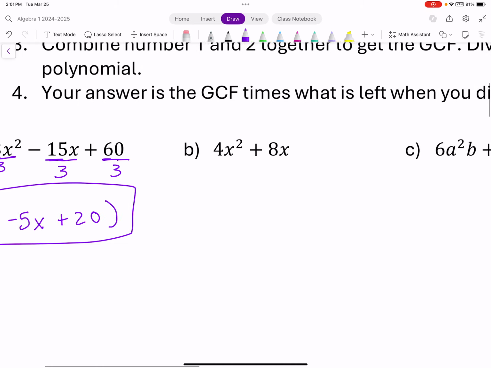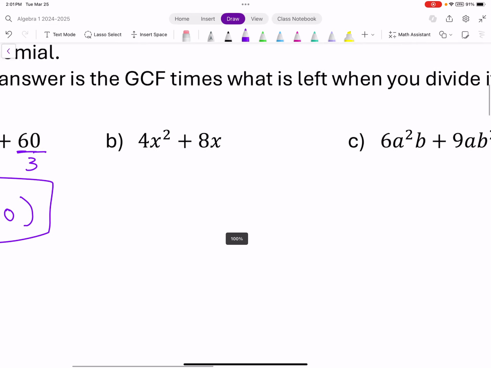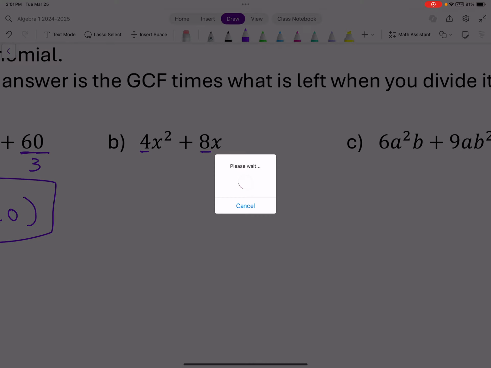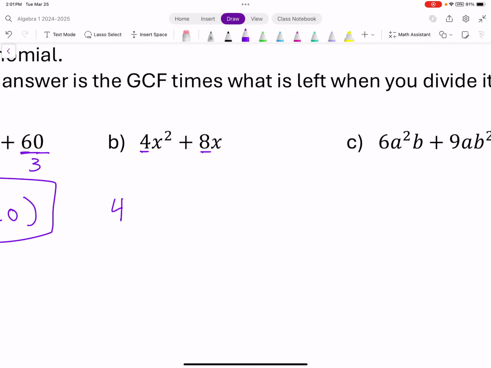So looking at question B here, my numbers are 4 and 8. The biggest number that I can divide 4 and 8 by is 4. Okay, and then they all have an x in common, and the smallest x is just the 1 in the 8x. So I'm going to take out 4x. That's my GCF. So I'm going to go ahead and divide both terms by 4x.